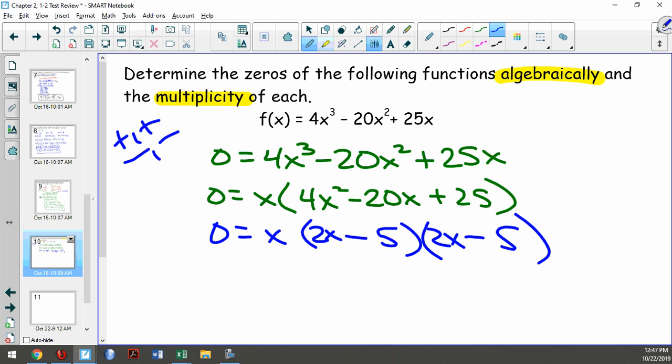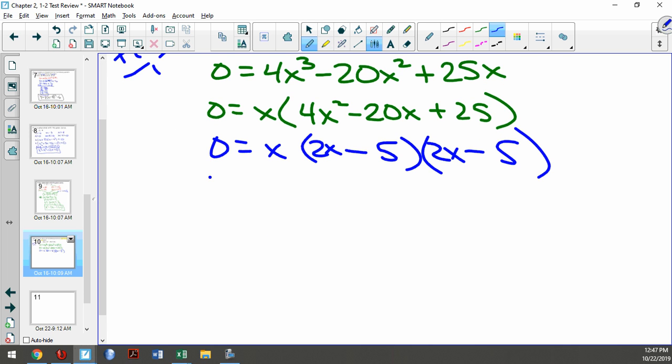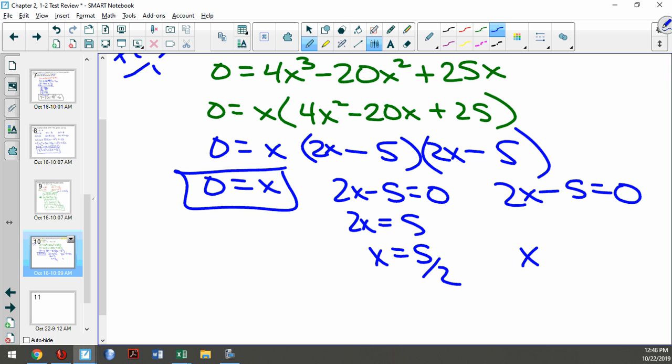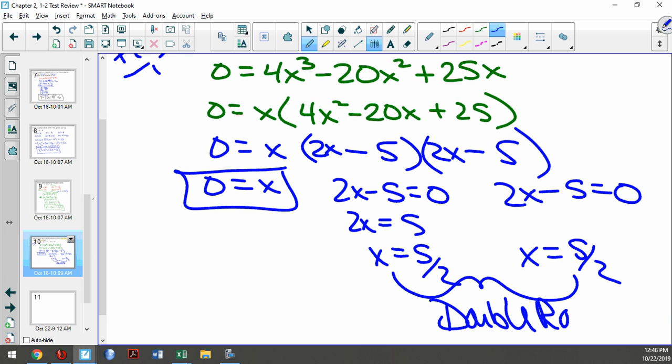A double root. So this means I have 0 is equal to x times 2x minus 5 is equal to 0, twice. So 2x is equal to 5, so x is equal to 5 over 2. This is indeed a double root. So the multiplicity is 2 on that 5 over 2.